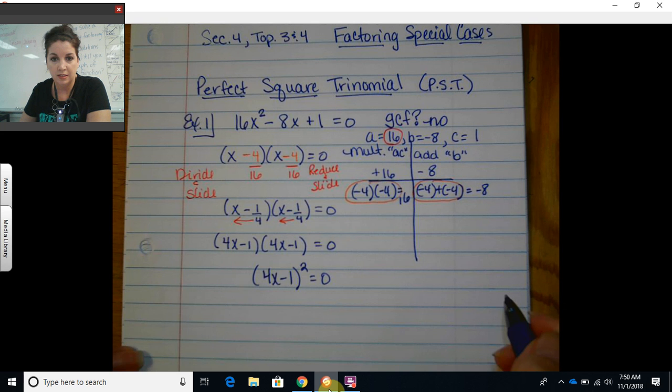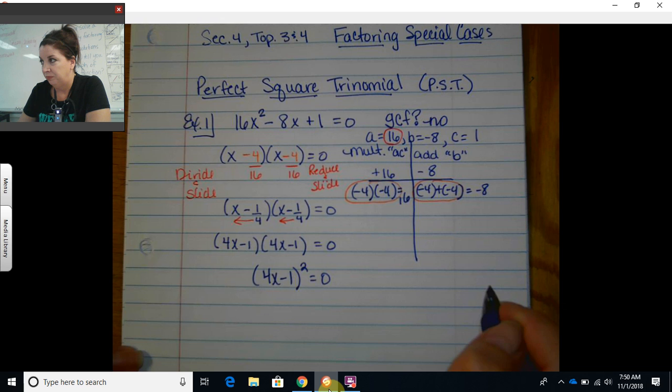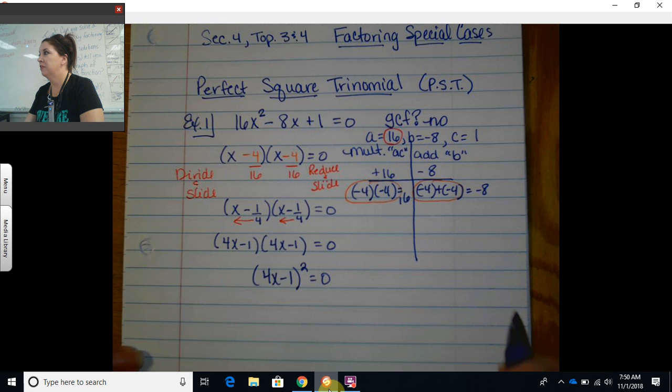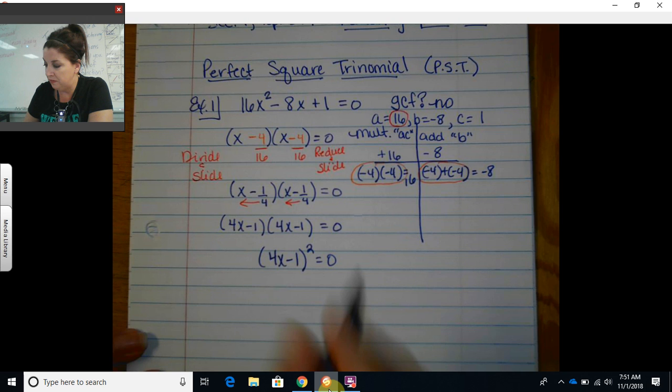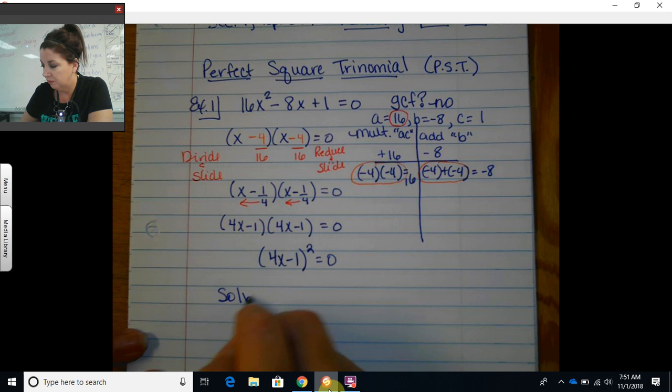So how many answers am I going to get? I'm going to get one answer that appears two times. And we'll learn later down the road that we say that solution has a multiplicity of 2. That means that one solution occurred twice. When that happens, that means that our graph is going to sit right on the x-axis, okay? But we only need to set one of these equal to 0 when we solve it, because obviously we're going to get the exact same answer 2 times.